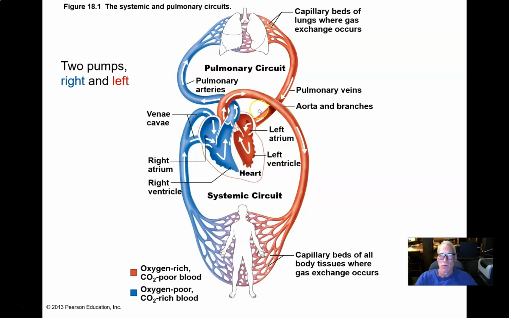So those are two pumps and two circuits, systemic circuit to all of your body, head to toe, and then pulmonary circuit to your lungs.